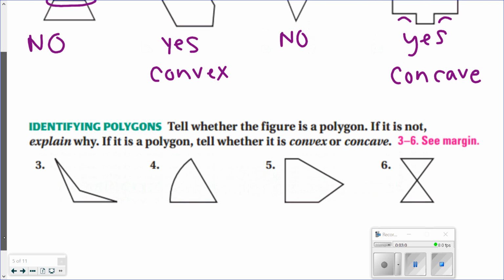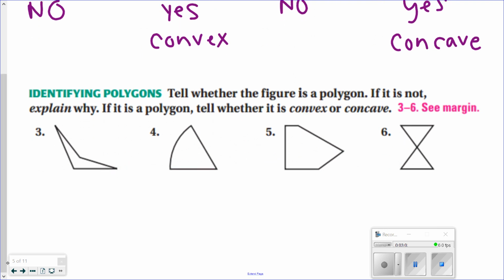All right, let's try this again. Tell whether the figure is a polygon, and if it is a polygon, convex or concave. So for the first example, it is a polygon, and it's concave. So we have straight segments, but we do have an indent, which means concave.